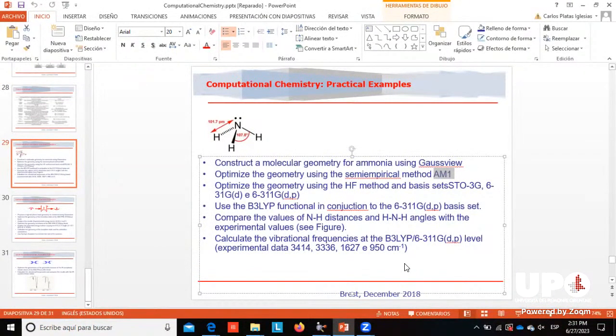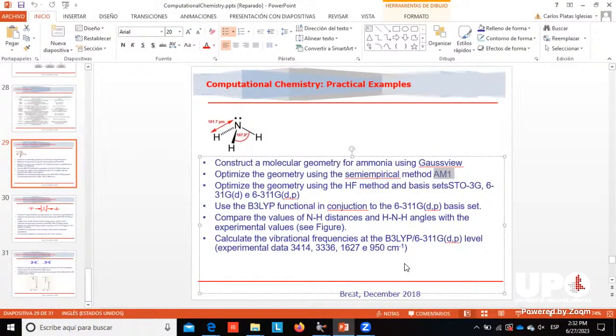Okay, so one thing we could do is just compare this with the experiment, right? So the experimental data in the gas phase is over there. So the bond distance is 1.017 angstroms, and the angle is 107.8 degrees. Okay. So we see that there is some deviation, but not very much. And you have also the vibrational frequencies. So the experimental is 3414. So we are a bit off.